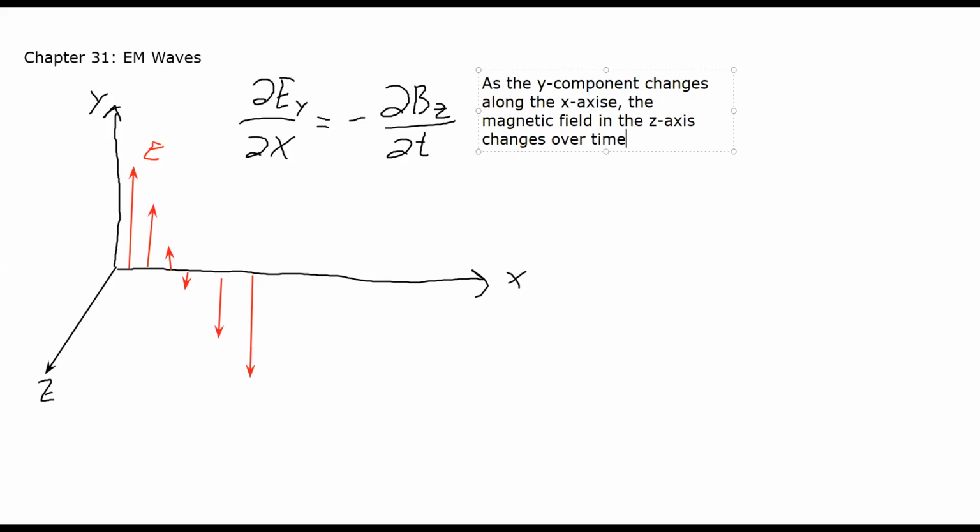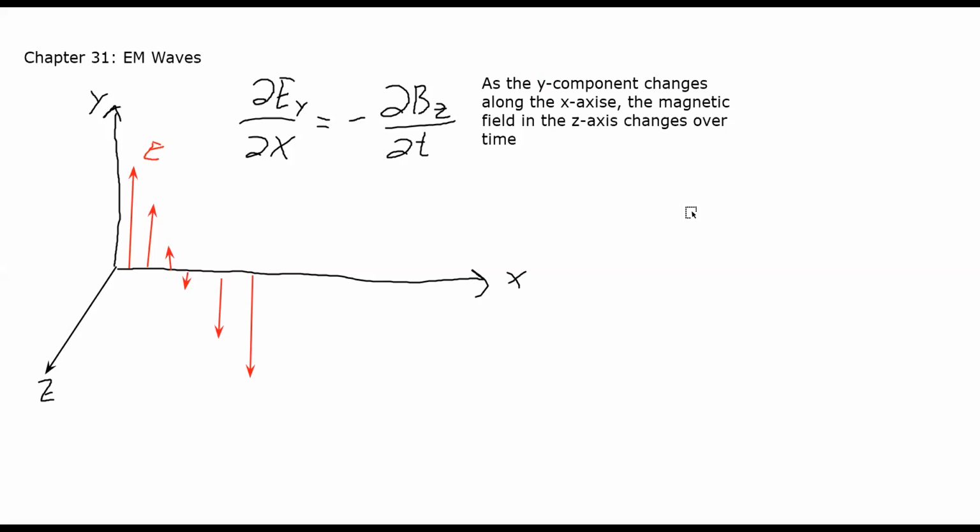Okay, so this is even more trippy. As the electric field in the y component changes over position, which it does, you can see that in the graph there, that tells us that the magnetic field is going to be changing over time. So we do have a connection there between how the electric field is changing over space and how the magnetic field is changing over time.